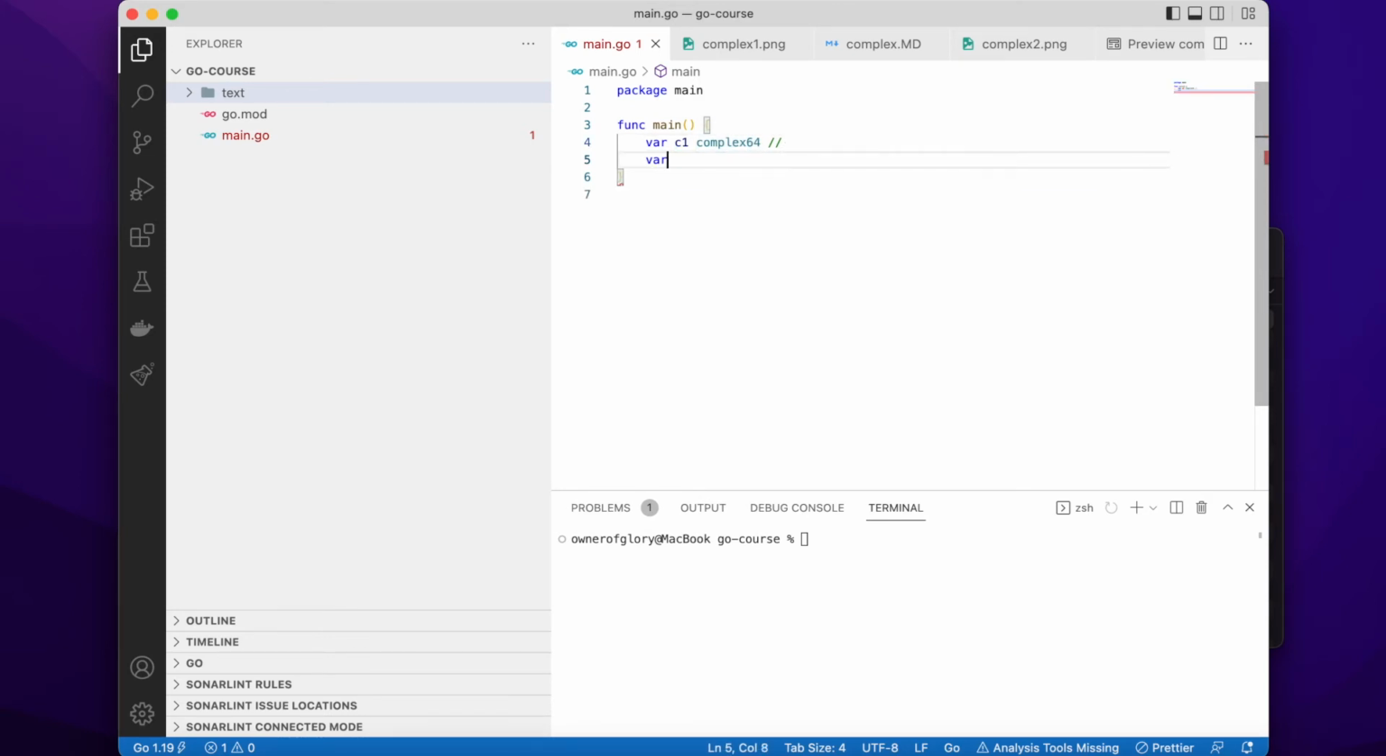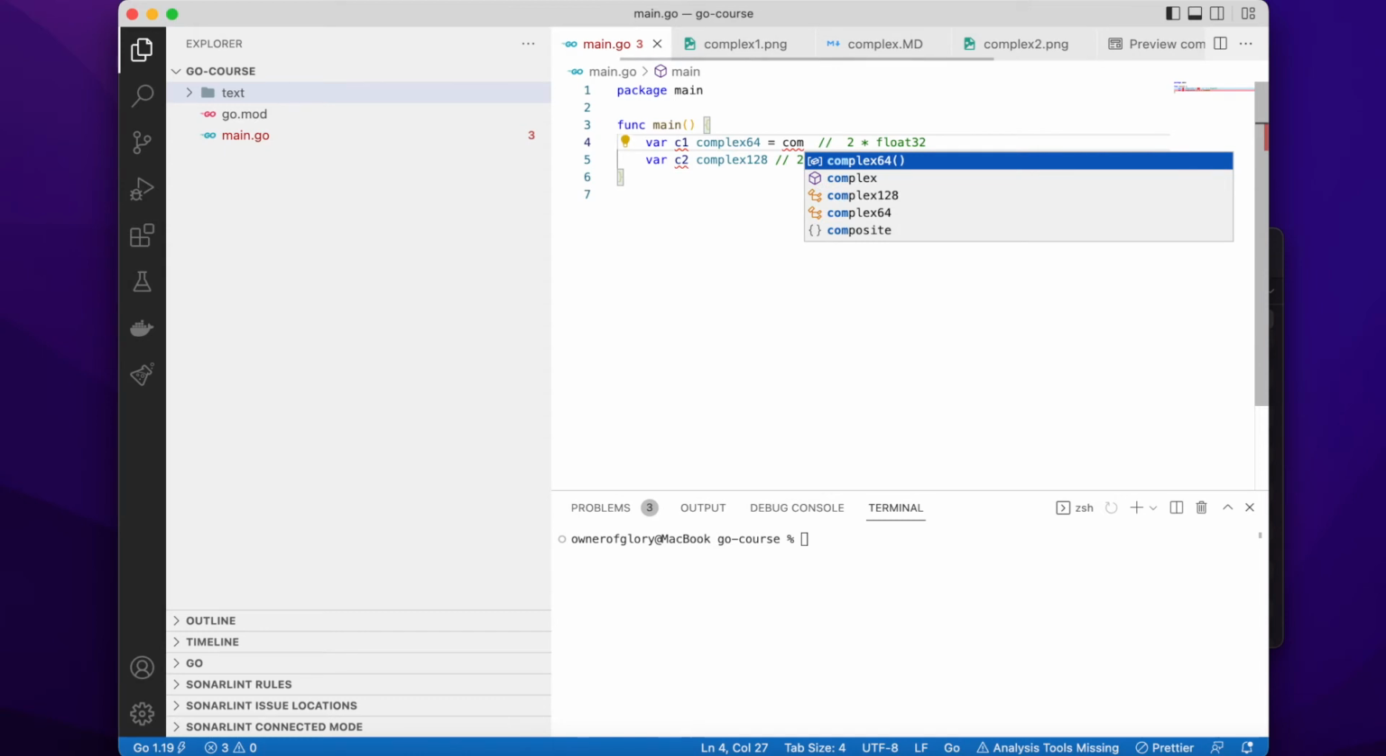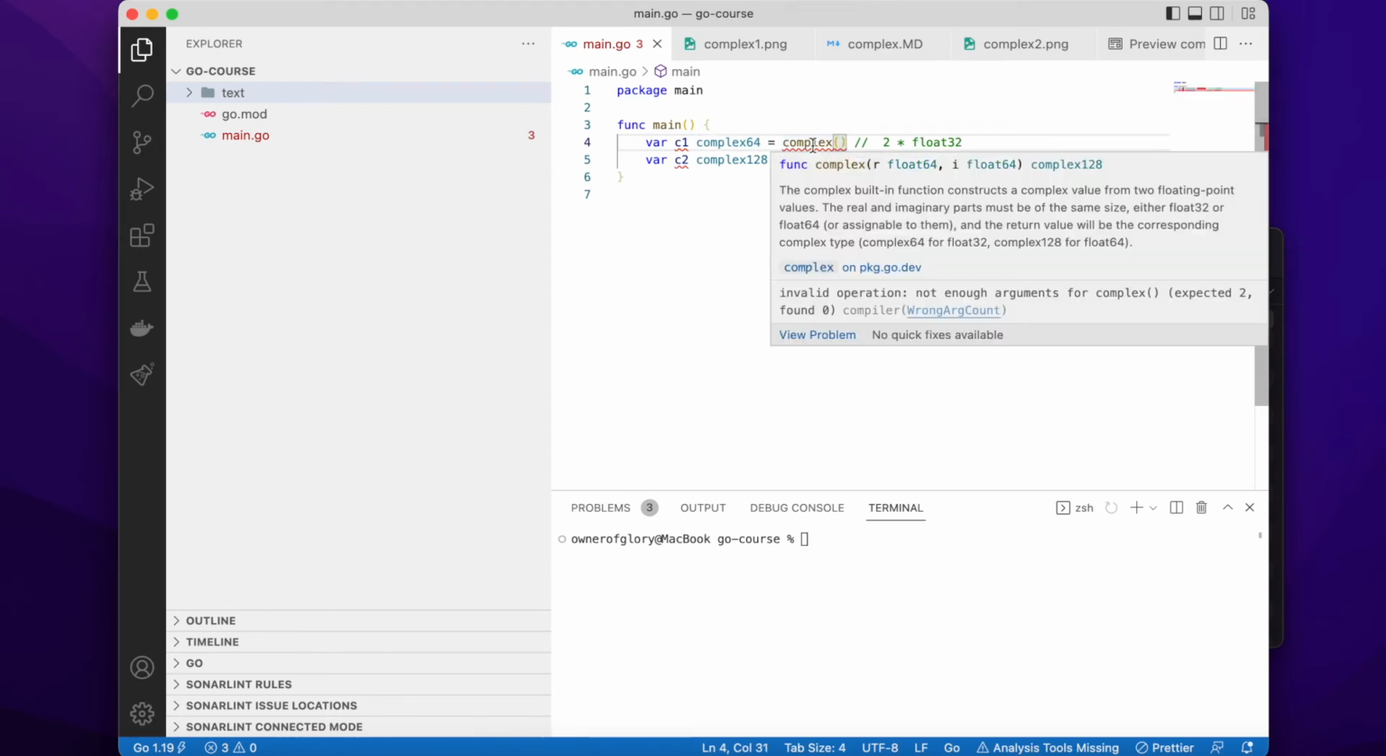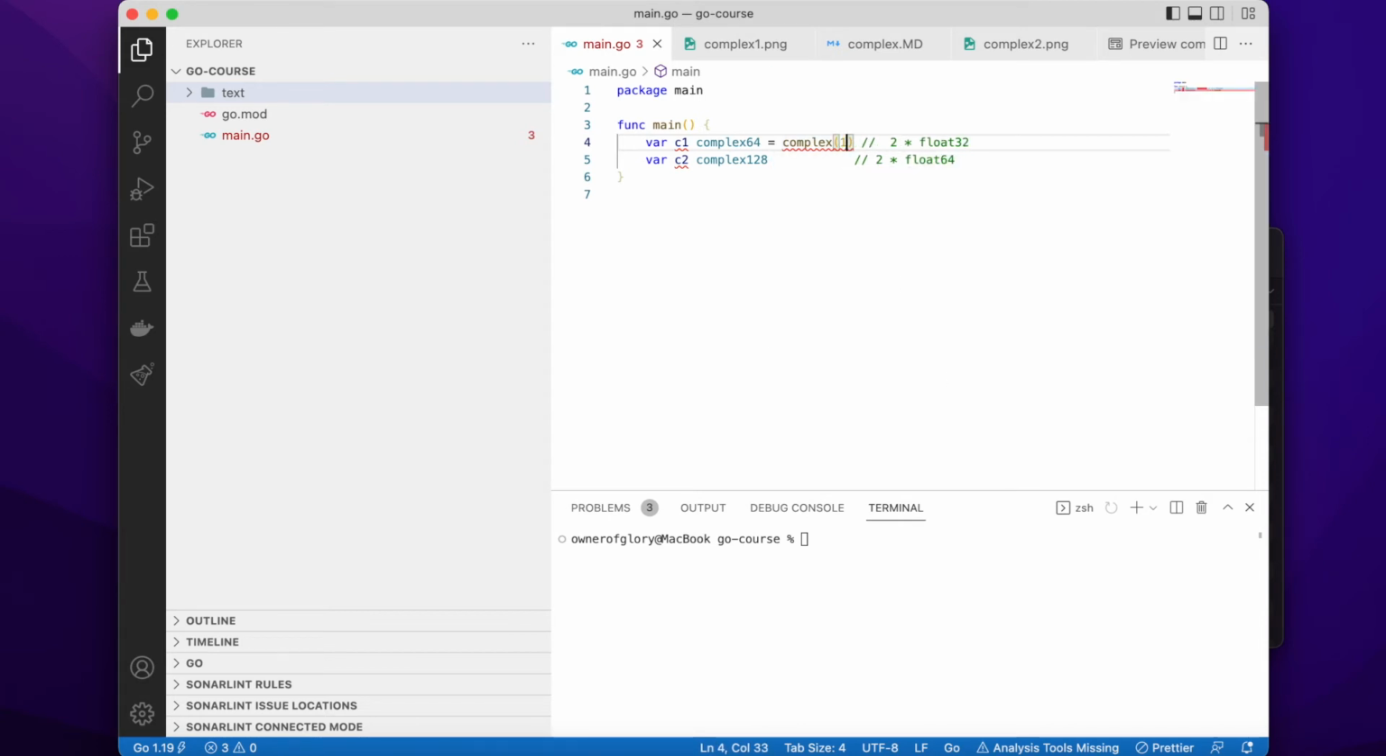And there is also the second one, complex128. Underneath, it uses two float64 values, and in the first case, it uses 32 values. Golang has a built-in function to initialize these complex numbers. It's called complex. It accepts two float64 values. The first one will be, for example, let's say 1, and the second one will be 3.